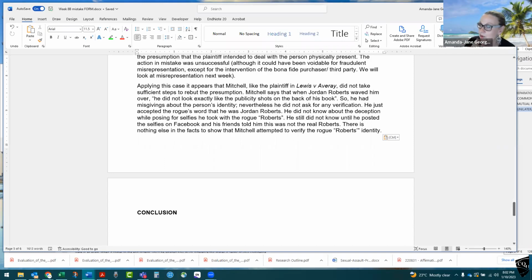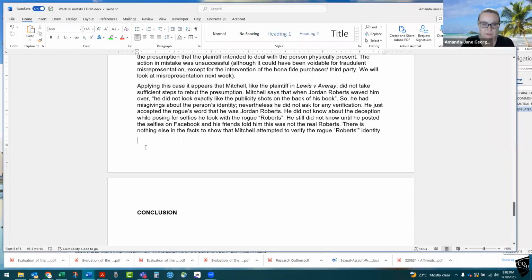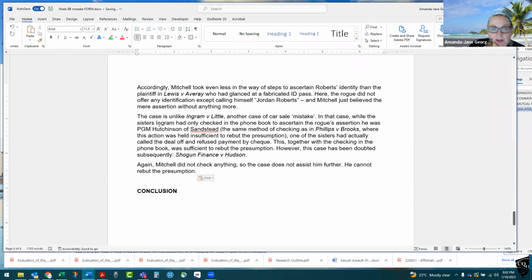Okay, so you could reasonably confidently say, here, to be even less in the way of steps. The rogue didn't offer any ID except calling himself Jordan Roberts. Mitchell just believed the mere assertion without anything more. You could probably say at that point, well, I think that he is not going to be able to rebut the presumption.